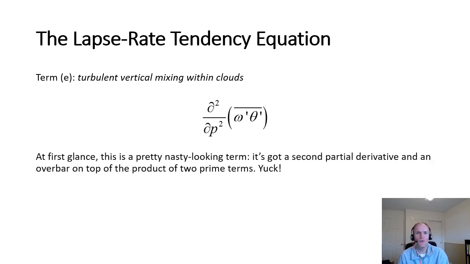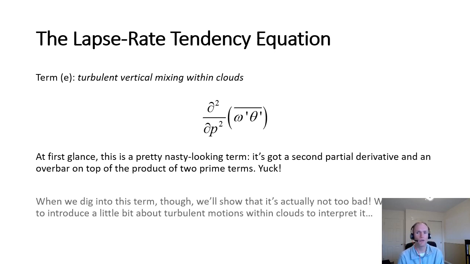So really, if you wanted to try to look at this analytically, it's a pretty nasty looking term. The second partial derivative, we need some sort of finite difference approximation to work with this. And how do we handle these prime terms and the overbar? Yuck. Fortunately, when we look at this physically, it's not that bad, and we'll describe how that looks in our subsequent video. We'll have to talk a little bit about what turbulent motions within clouds look like in the context of how potential temperature typically appears beneath, through, and above the inversion to be able to do that, but it ultimately is not too bad.